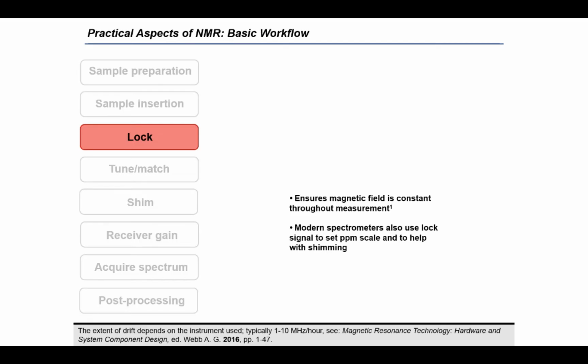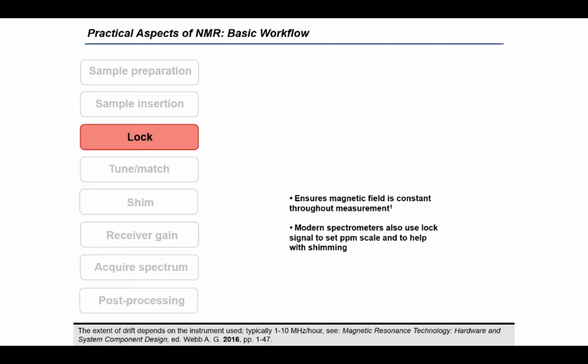A lot of modern spectrometers also use that lock signal from your solvent to help set your chemical shift scale. For example, if I'm running an experiment in DCM, but I tell the spectrometer that I'm running it in chloroform, chances are it's still going to find some kind of signal and lock onto it, and the sample will still run, but then when I get my data back, I'll find out that all of my chemical shift values are about 2 ppm off what I expected them to be. A lot of the time, this lock signal is also used to help the spectrometer with shimming, and we'll talk a bit more about what that is in a second.